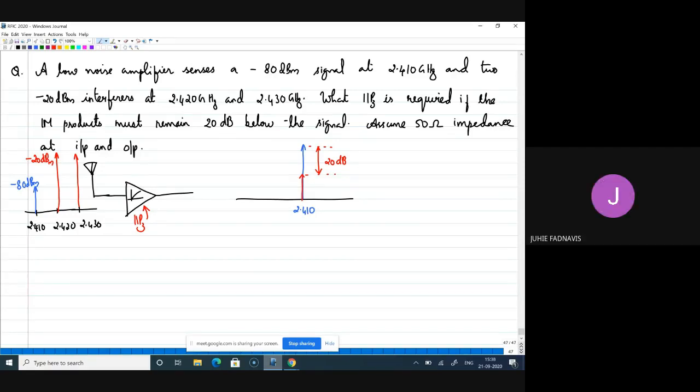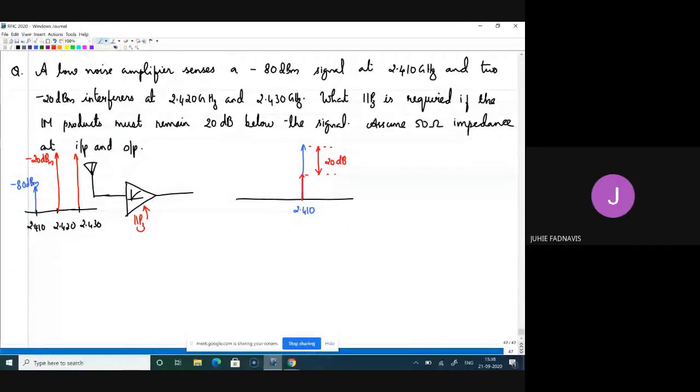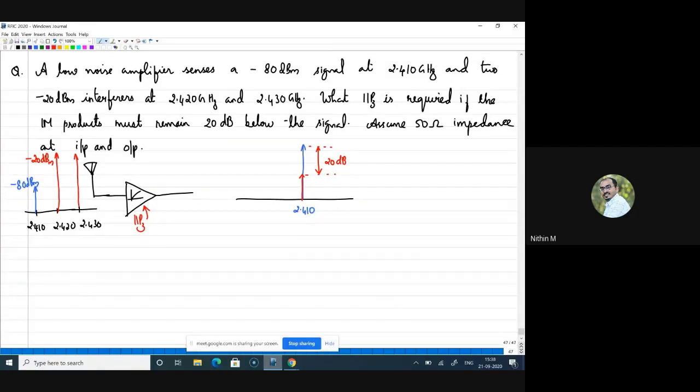Can you come again? Since in the question it says that the IM products must remain 20 dB below the signal, I thought the delta P value will be 20 dB. So 20 dB divided by 2, which makes it 10 dB, and then minus 80 dB is the input power that is given. Oh, okay, okay. You have directly applied that. Okay. So what IIP3 is required if the IM products must remain 20 dB below the signal?